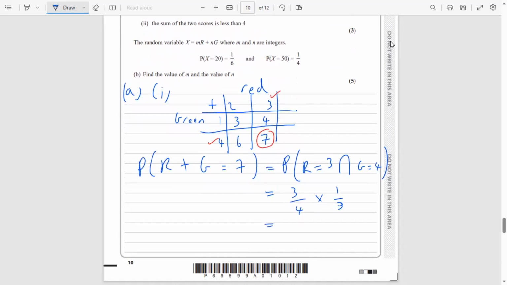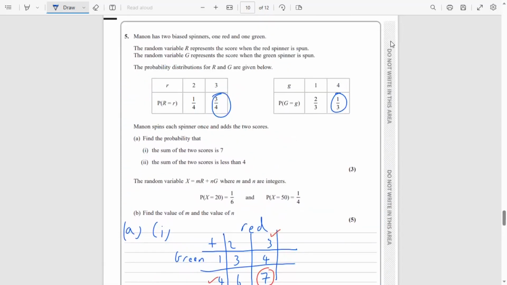So 3 over 4 times 1 over 3, top times top is 3, bottom times bottom is 12. So we're going to get 1 over 4. So we get a quarter for that first probability. So that's question part A, part 1 done.